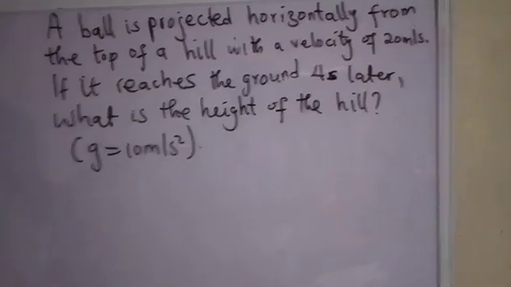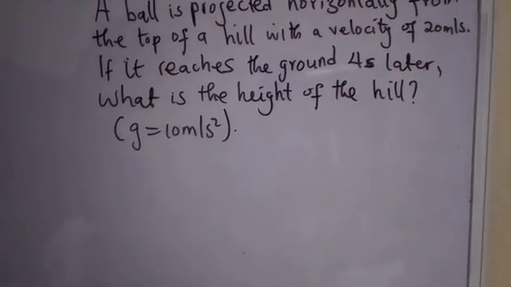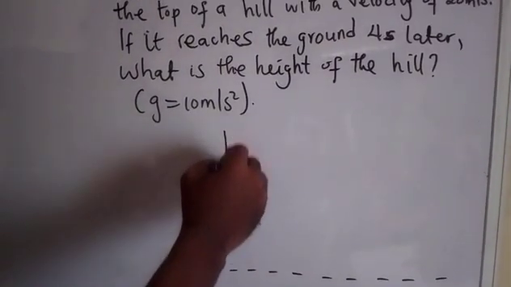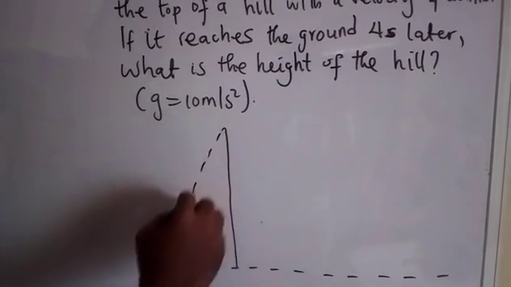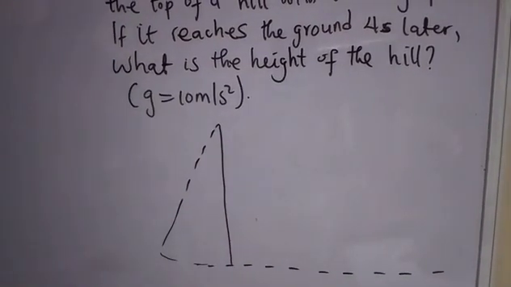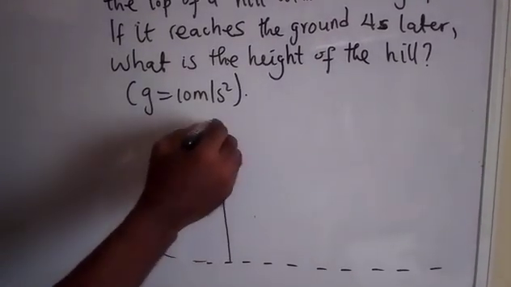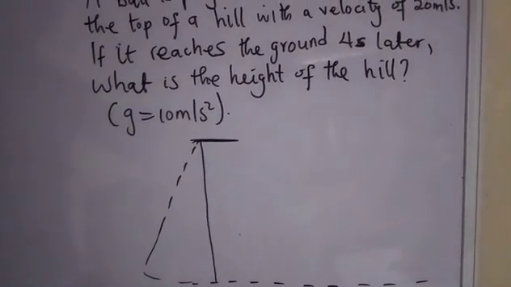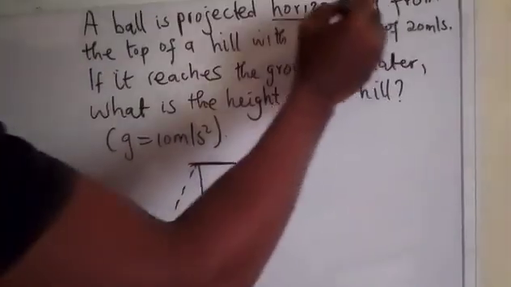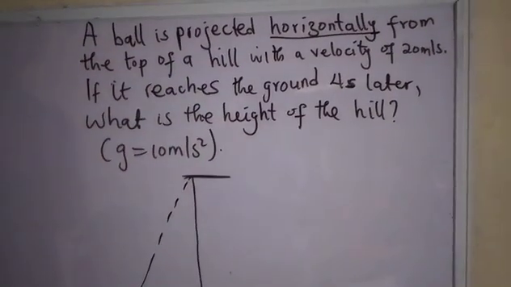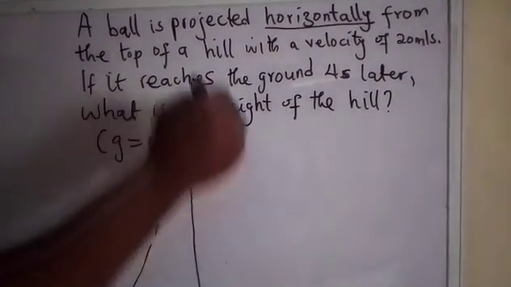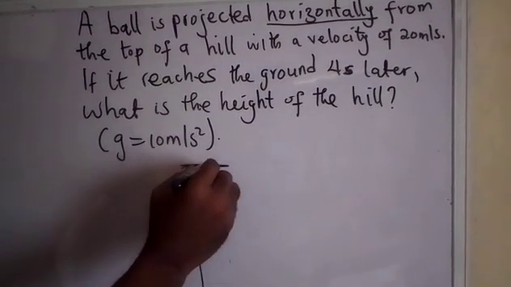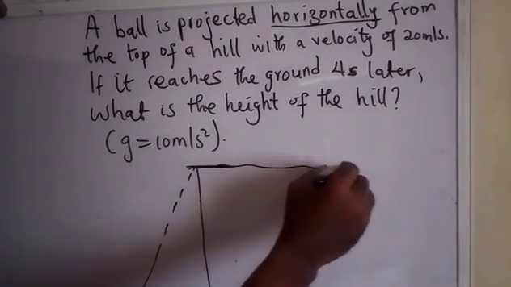Now, I am going to try and sketch this. Here is the ground where you stand, and on this ground is this hill. From the top of this hill, you projected a ball horizontally. You must understand the sense of this. The word horizontally means parallel to the ground. The ball was not thrown vertically down, so it keeps going horizontally this way.